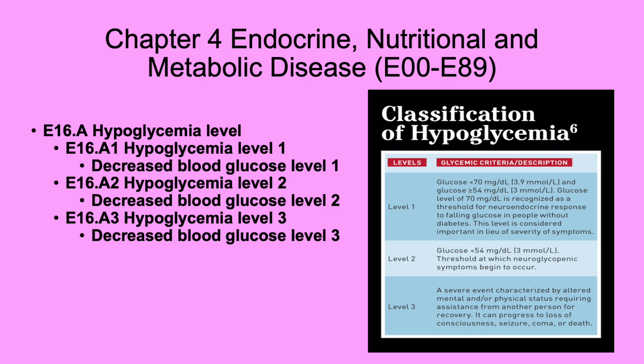Level 1 is recognized as the threshold for neuroendocrine response to falling glucose in people without diabetes. At level 2, neural symptoms begin to occur. Level 3 is very serious and can progress to loss of consciousness, seizure, coma, or death. So it's based on blood glucose: level 1, level 2, level 3. That's another brand new subcategory. Like I said, if it's in bold, that means it's new. If it's crossed out, that means it's been deleted for 2025.